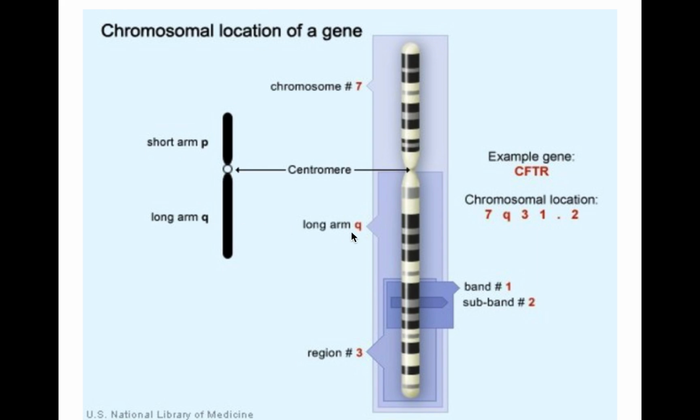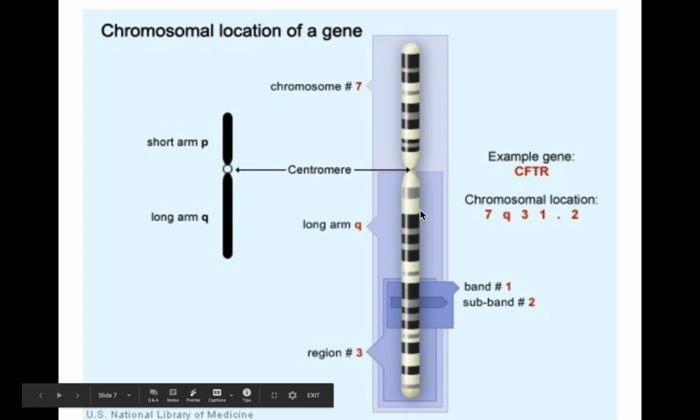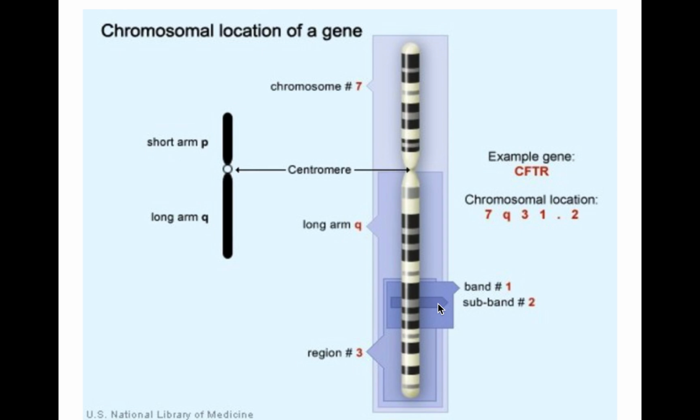Okay, so if you look over here on this chromosomal location code so far, we have chromosome 7. The gene we're going to be talking about is in the Q section of the chromosome, so that must mean it's on the long arm. They break up the chromosome into regions. So this region is called region 3. And this is band number 1 in this blue box right here. And then this other arrow is talking about this gray band, and that's called subband 2.